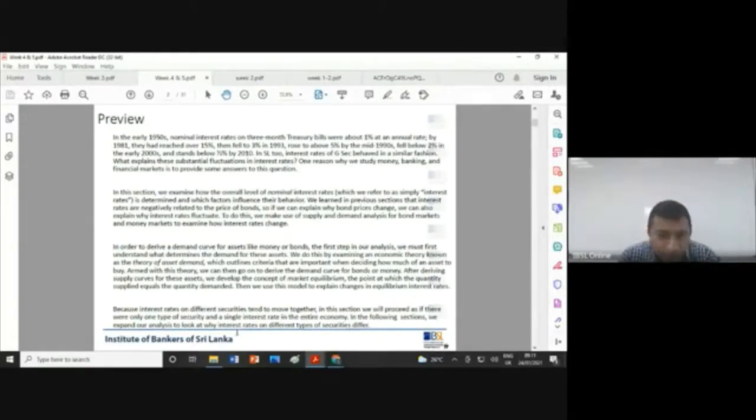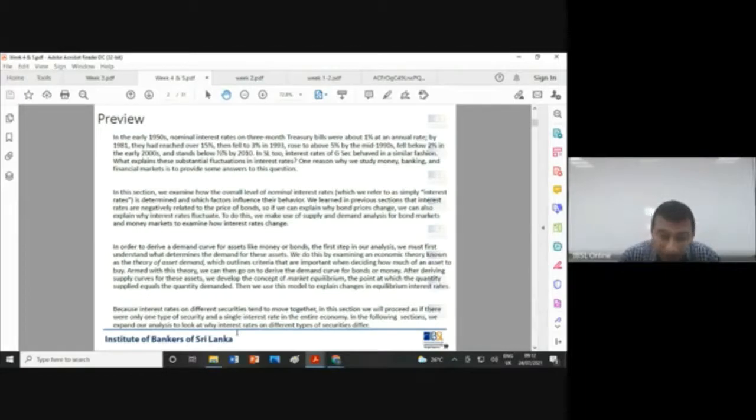But don't get too excited. This demand curve for bonds and money is very straightforward from what you have already learned in your basic economics. After deriving supply curves for these assets, you derive the demand curve, fine. So you also derive the supply curves that would help you to develop the concept of market equilibrium. That is the point at which the quantity supplied equals the quantity demanded. You know this better than me, I suppose, because you have learned these things.